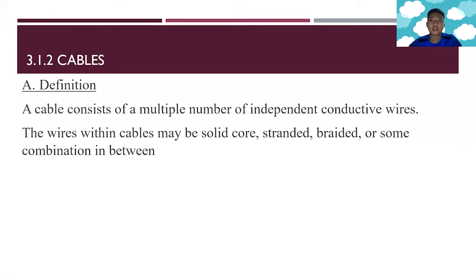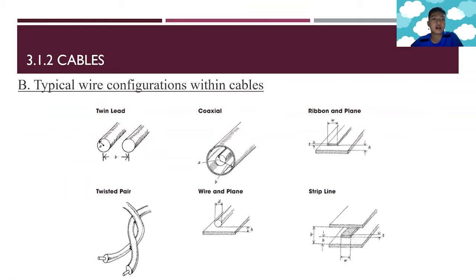The cable consists of a number of independent conductive wires. The wires within a cable may be cylindrical, stranded, or some combination in between. Secondly, I will show you some types of cable.